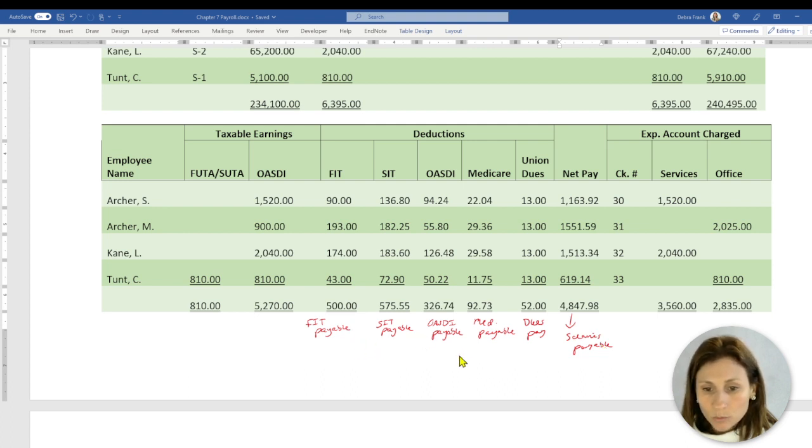So you can see I wrote in what all these are for our credits. These are our payables. So we have federal income tax payable, right? This column's telling me that's 500. State income tax payable is 575.55, OASDI payable, etc.